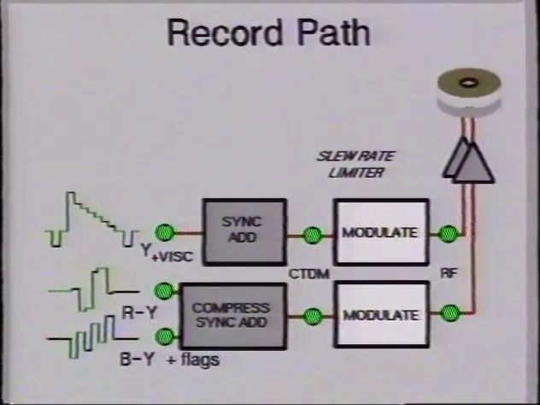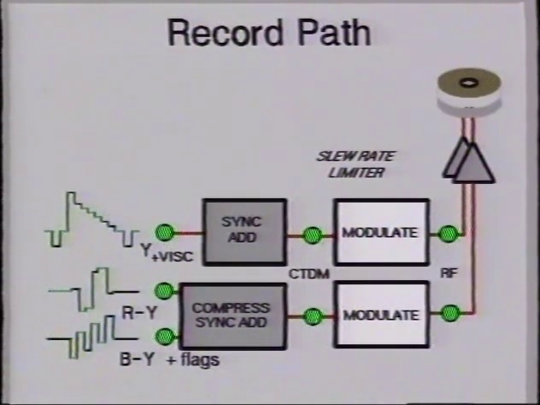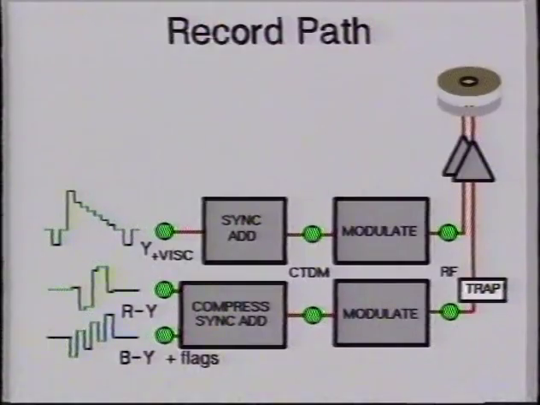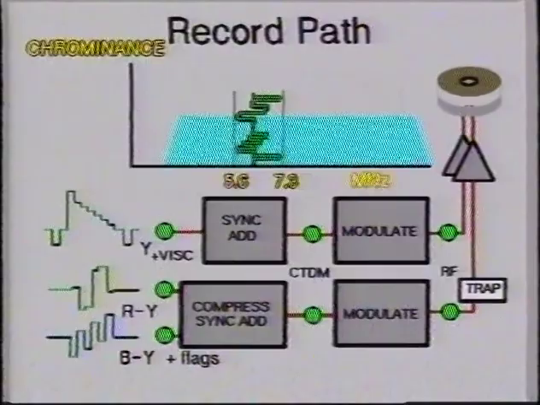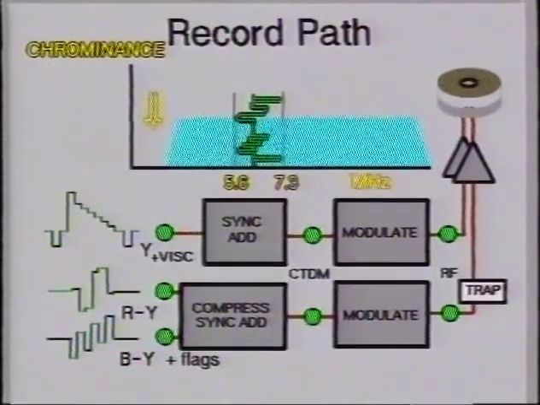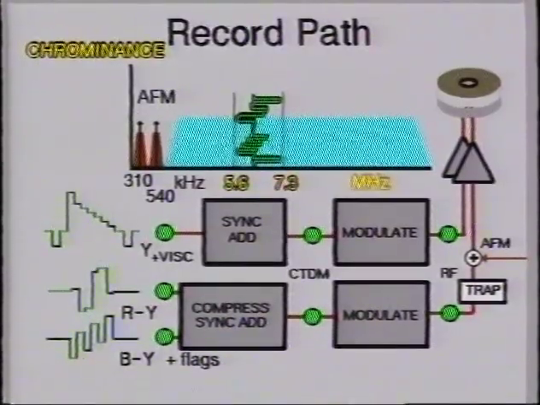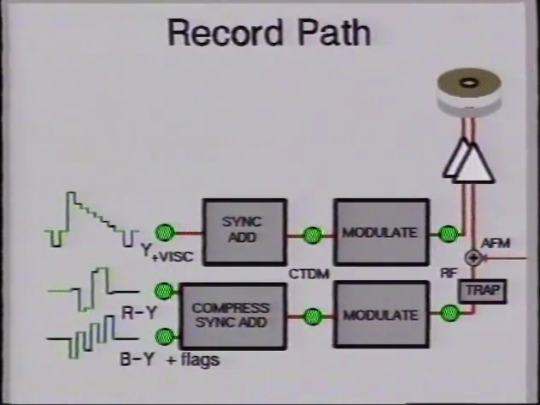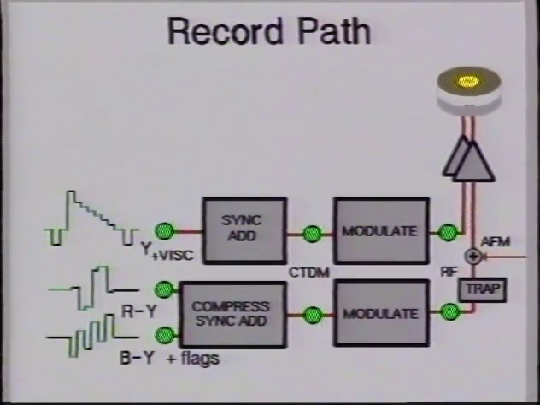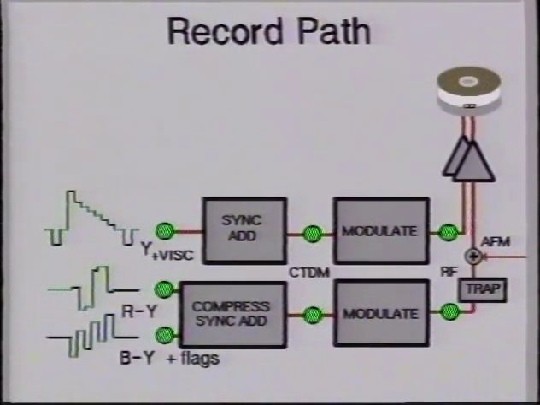Some machines include a slew rate limiter to stop overmodulation. Here, the chroma channel will have a notch filter to clear a space at the bottom end of the frequency spectrum so that AFM sound may be inserted. The signal then passes to preamplifiers and through to the rotary transformers and onto the heads.